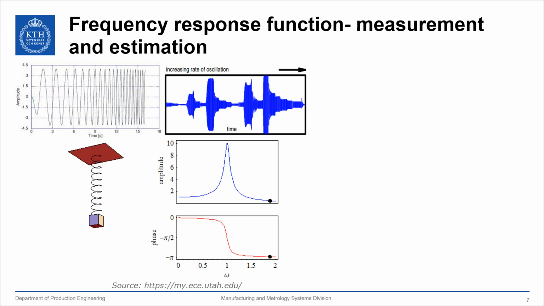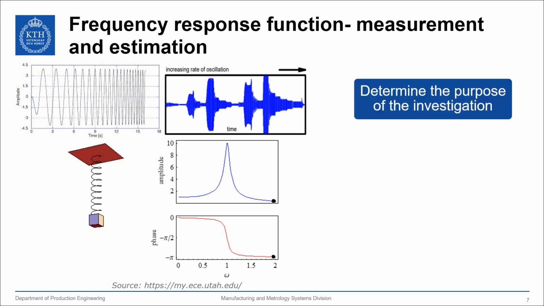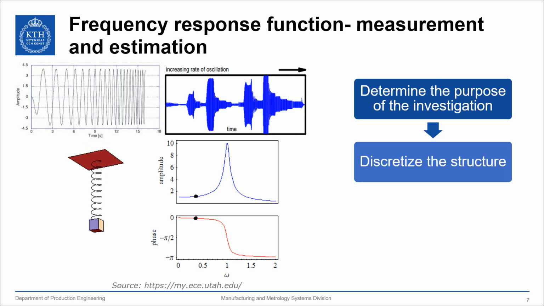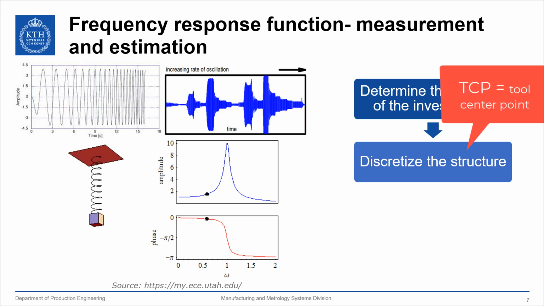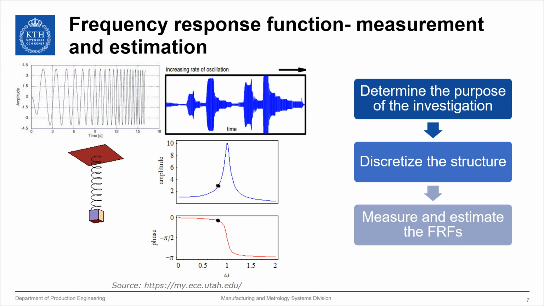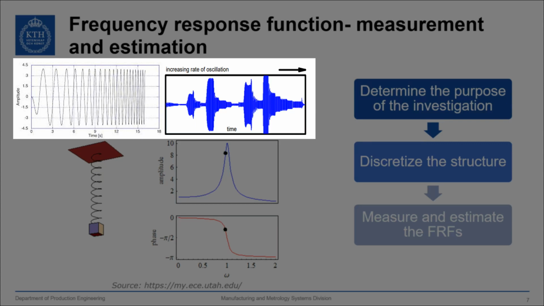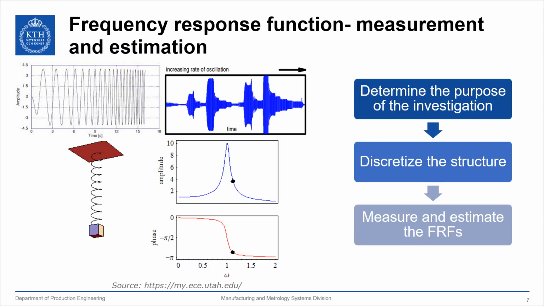Depending on the type of investigation, we need to discretize the structure or to select the points of interest along the structure. In the case of machine tools and robots, these points are generally located close to the TCP, where the interaction of the cutting forces and the structure is located. To estimate the FRF, we need to measure both the applied force and the response of the structure simultaneously. The response can be measured as displacement, velocity, or acceleration.